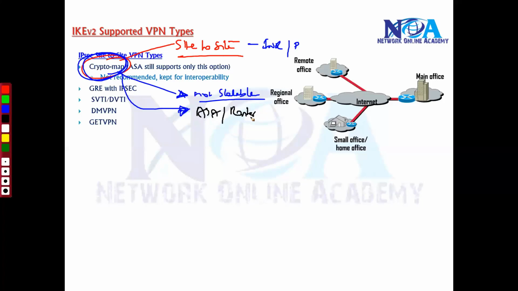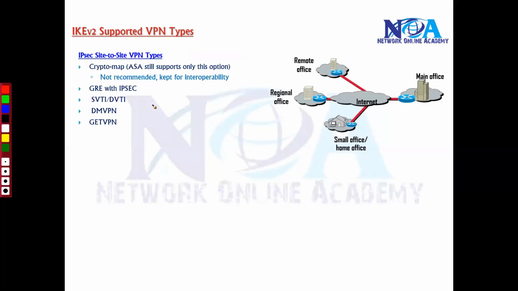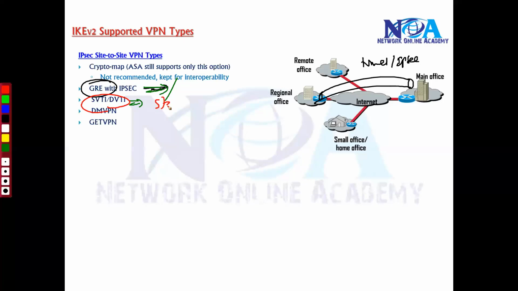But most of the advanced VPNs, like GRE, where we create a tunnel, the logical interface, and then we apply the IPsec, we can do that with IKEv2 also. We can create a GRE tunnel with IPsec, or without GRE. We also have a static VTI option where we can change to a native IPsec tunnel instead of GRE. This is something we have seen already in the previous sections.